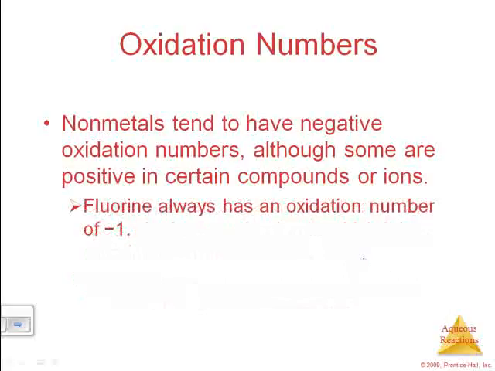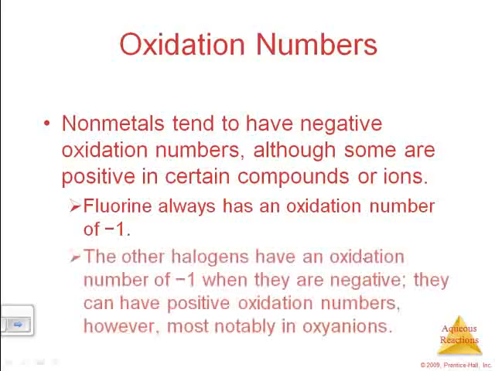Nonmetals tend to have negative oxidation numbers, although some are positive. Things to remember about nonmetals: fluorine, the most electronegative element, always has an oxidation number of -1. Always. Other halogens usually have an oxidation number of -1, but they can also have positive oxidation numbers, usually when they are combined with oxygen. Things combined with oxygen and forming an anion are known as oxyanions.